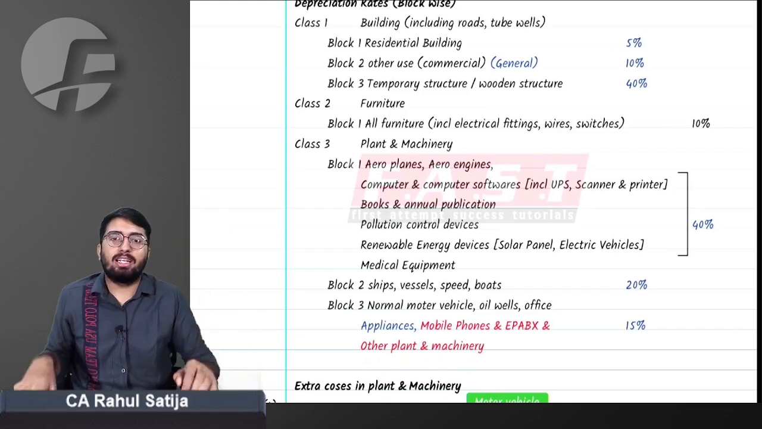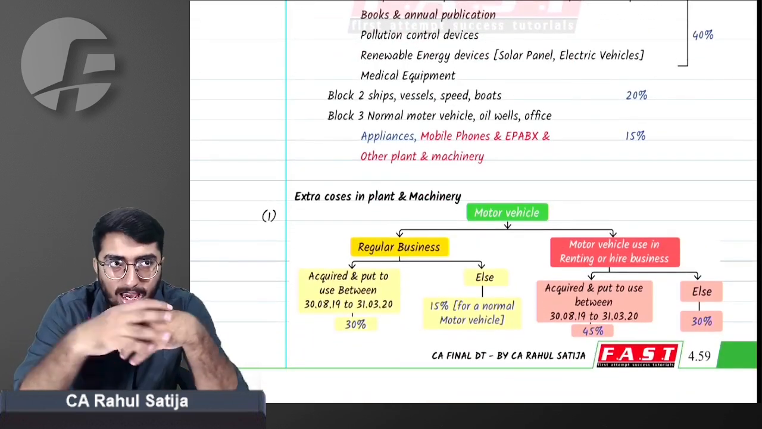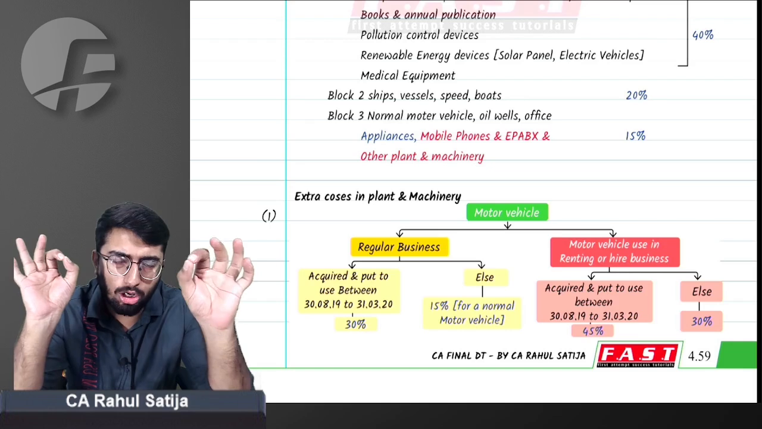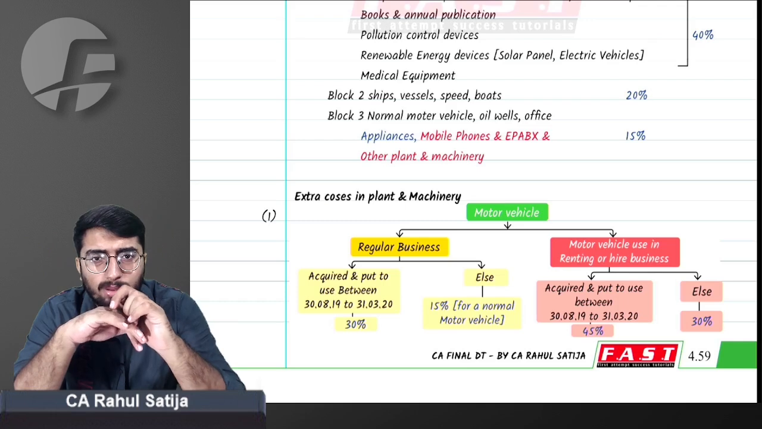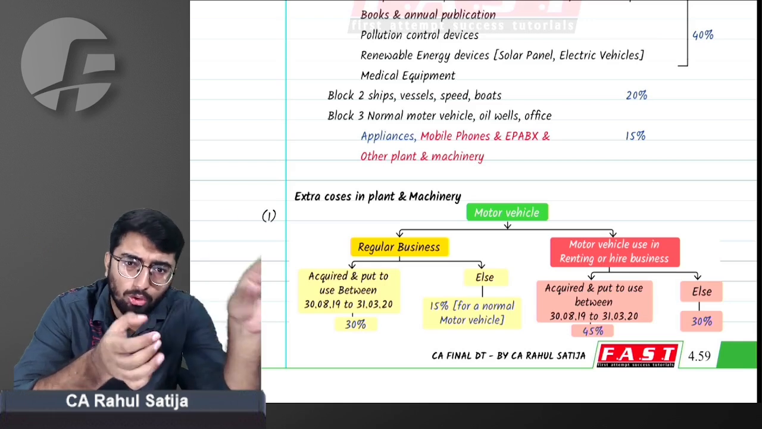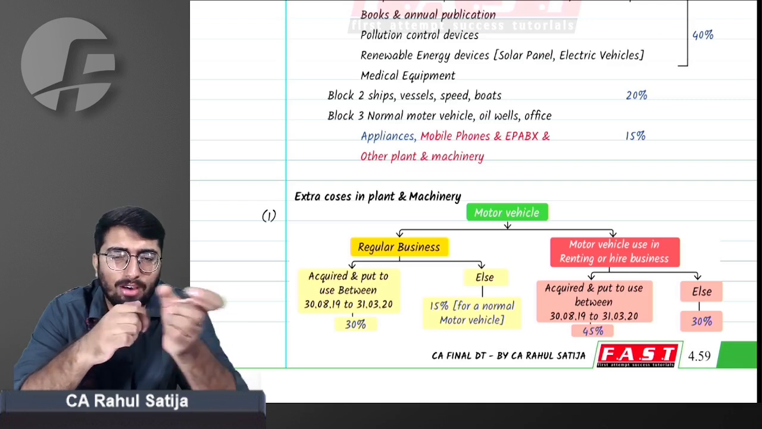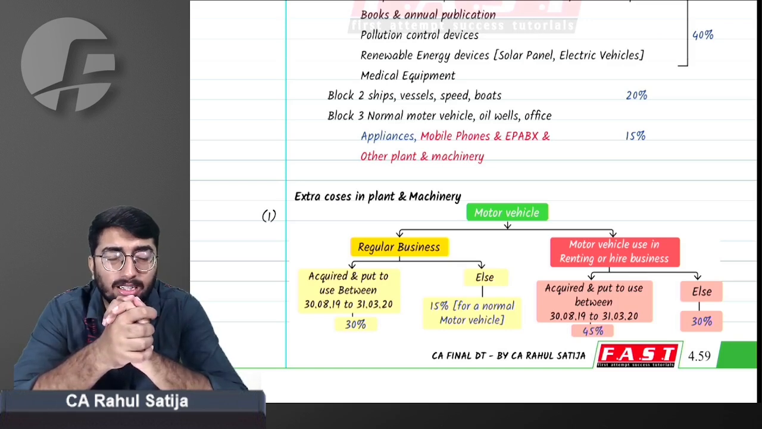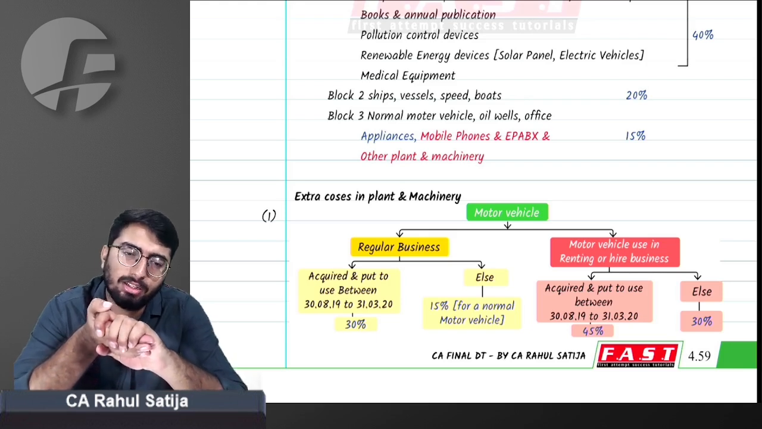So these are the depreciation rates. For plant and machinery, we need to take care. So what care has to be taken? If you have any regular business, for example, I have an FMCG business, a normal business, then plant and machinery is normally chargeable at 15% depreciation. But if plant and machinery is acquired from 30th August 2019 to 31st March 2020, that means in a period of, I guess, 7 months, then the depreciation rate will be 30%.